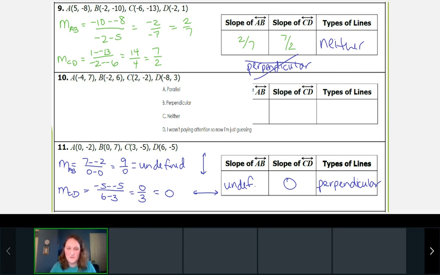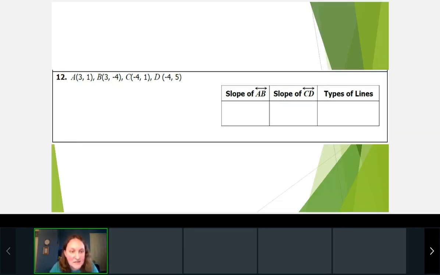All right, let's do one more example before we call it a day. Let's look at number 12. And I'm going to let you do this one completely on your own. Let's take like 3 or 4 minutes, find the slope, and then determine the types of lines, and I'll put a poll up here and see how we did. Okay, so we're doing number 12.